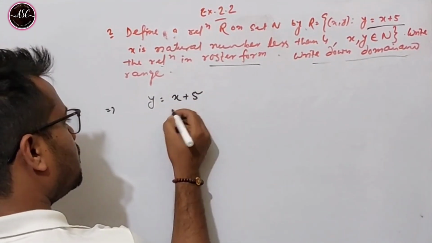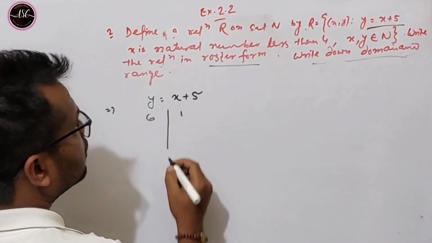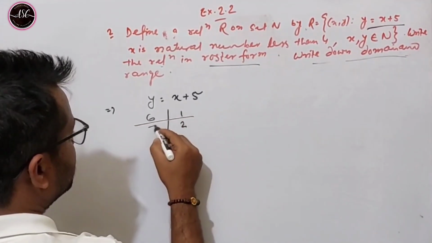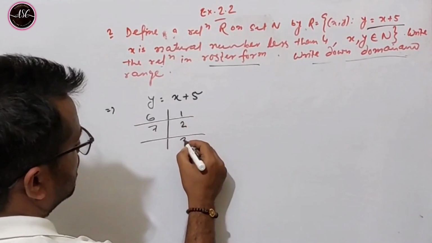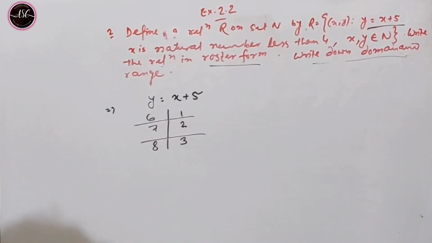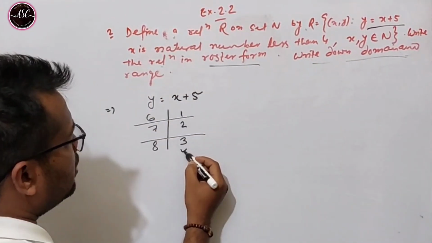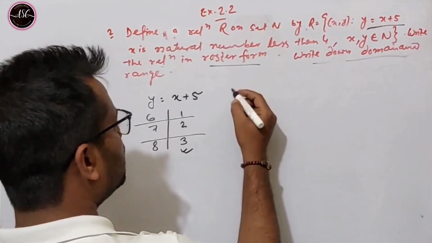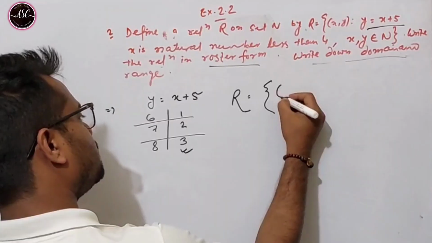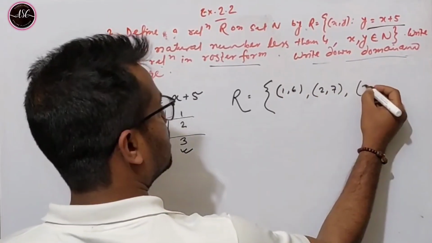So if we put x equal to 1, we get 6. If x equal to 2, we get 7. If x equal to 3, we get 8. Okay. Here it is said x is less than 4, so up to 3 we can take. Okay. So in roster form, the relation R is written as (1, 6), (2, 7) and (3, 8).